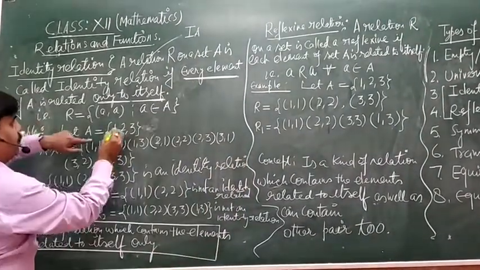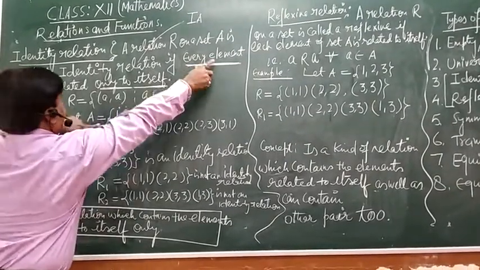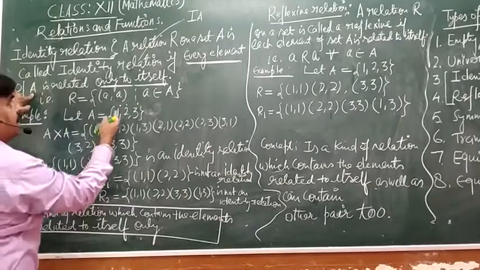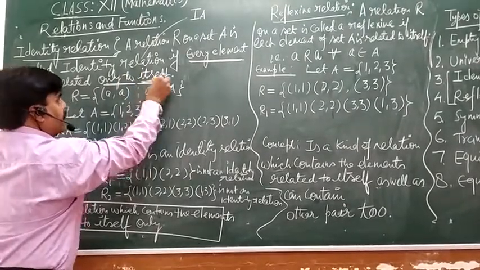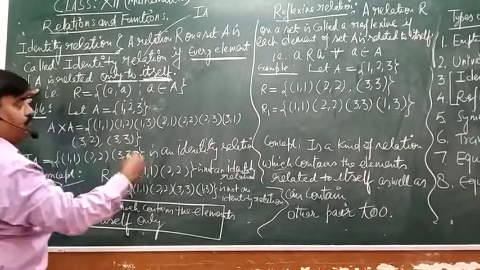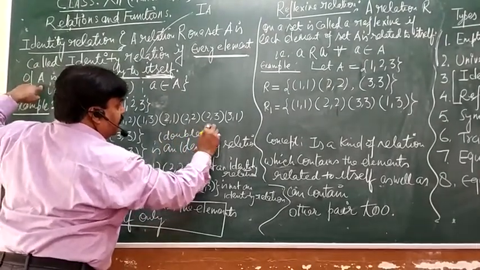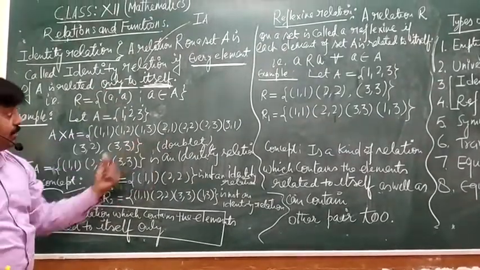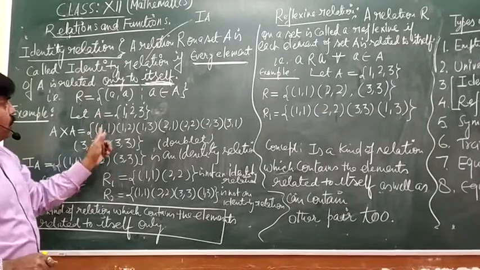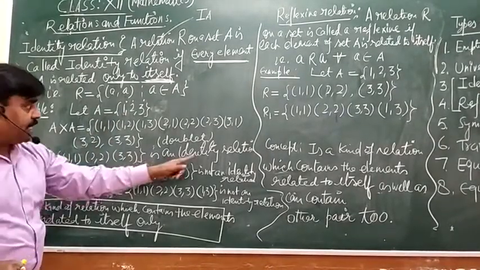Here every element of A is related only to itself. Itself to itself means a doublet. You can say the doublet is here, every element. Doublet doesn't mean that only 1 and 2 have a relation. No, each and every one. So this is an identity relation.